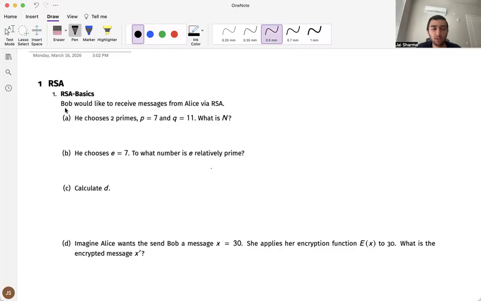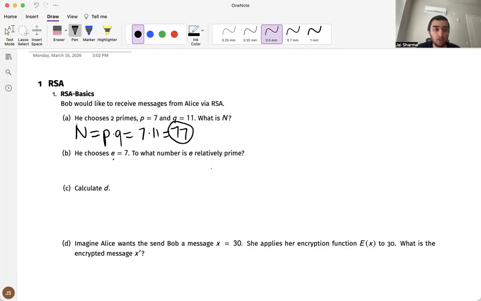So for RSA basics, Bob would like to receive messages from Alice via RSA. He chooses two primes, p equals 7, q equals 11. What is n? So this is mostly a rule-based problem. So this first part right here: n is actually just p times q, which in this case is 7 times 11, which is 77, right? That'll be our answer there.